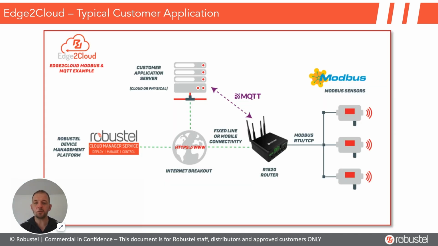And as we just alluded to, this really is the place we see by far the most applications: taking something Modbus, putting it into typically an R1520 router. It seems to be very popular for this purpose. And then just transmitting that data, those Modbus reads, straight to the cloud.